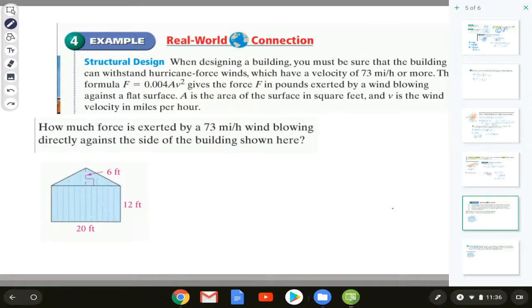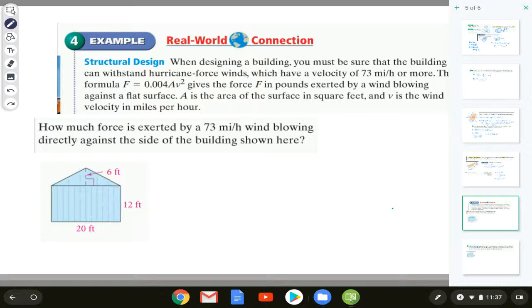Okay, now let's look at a real-world problem that has to do with these areas that we're working on. Here we have a building drawn at the bottom left, and this problem says when designing a building, you must be sure that the building can withstand hurricane force winds, which have a velocity of 73 miles per hour or more. The formula F equals 0.004 AV squared gives the force in pounds exerted by a wind blowing against a flat surface.